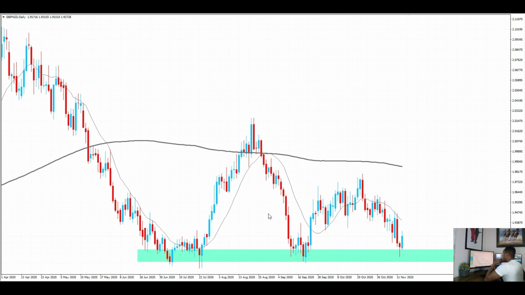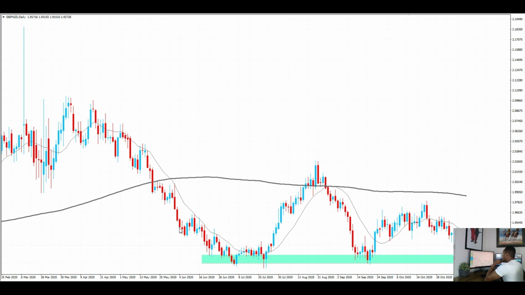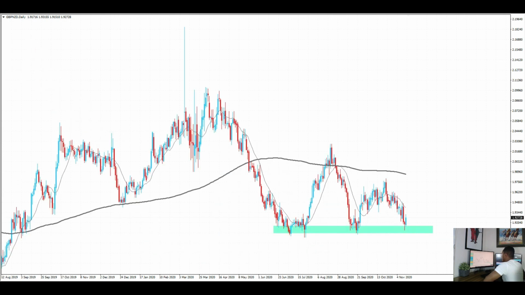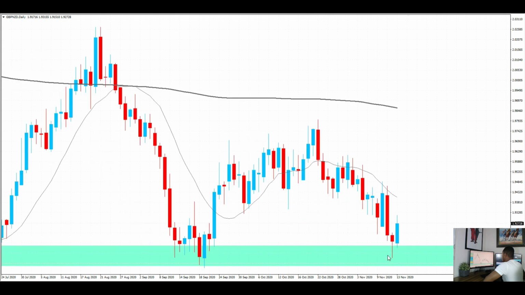So again, really strong area of support in the market. It held the market quite nicely since we had that really big move to the downside for GBP NZD, held the market and gave us a nice push to the upside. So it's a really strong area of support, and we're coming to test it again. And you can see we did test it on Thursday there. We got a bit of a wick rejection there, and then we got an engulfing candle on Friday.